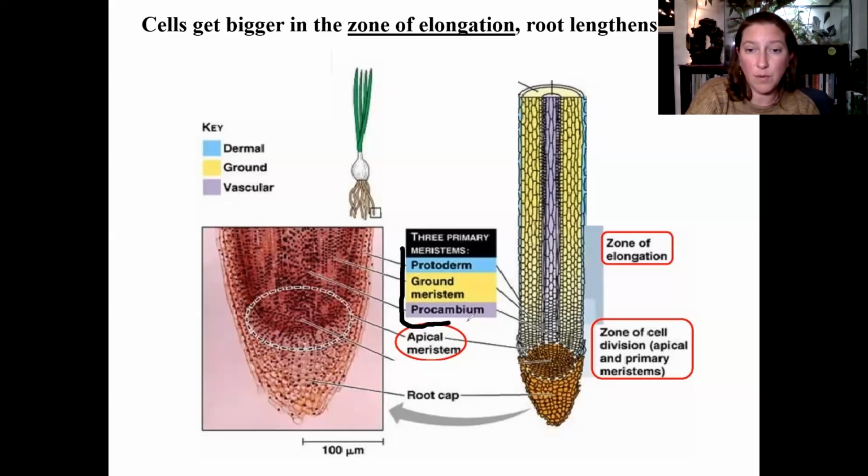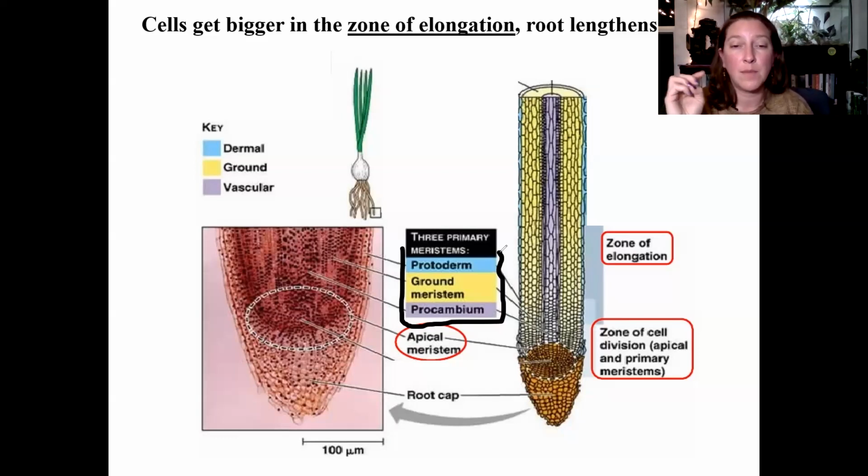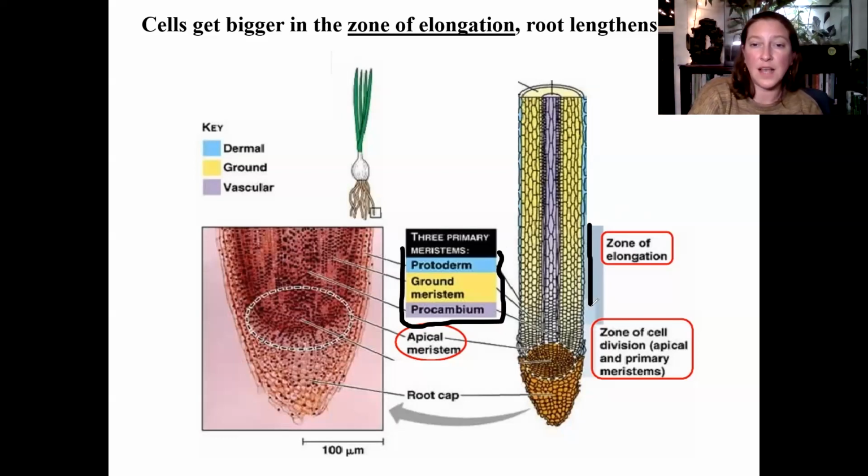So these 3 primary meristems are going to make their primary tissues, right? Protoderm is going to make epidermis. Ground meristem is going to make pith and cortex. Procambium is going to make xylem and phloem. When it makes those things, the cells of those things are going to elongate in this zone of elongation of the root.